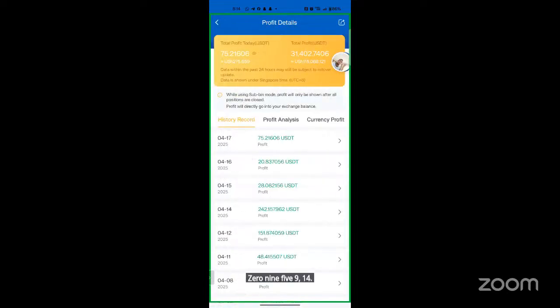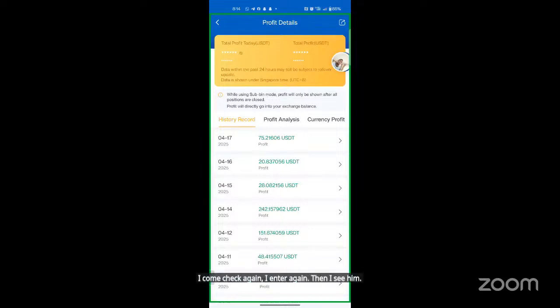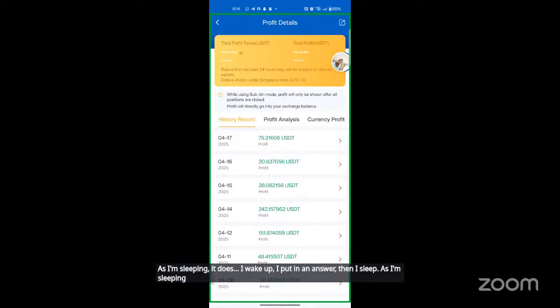Even when I'm sleeping, my wife knows. When I'm sleeping, I hear the noise, "Te, te, te." Then I know it has sold. I come check again, I enter again. Then I sleep. As I'm sleeping, it does te, te, te. I wake up, I put in another, then I sleep. As I'm sleeping, I hear a message. Te, te, te. Then I wake up, then I sleep.